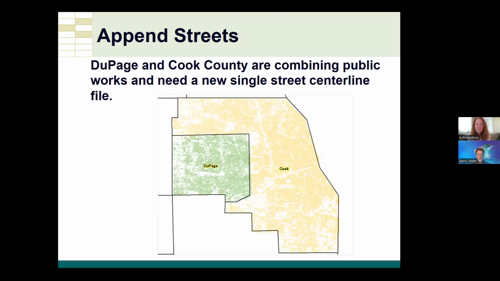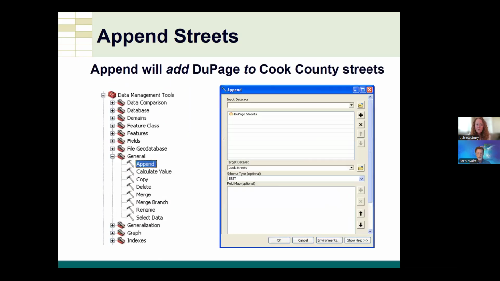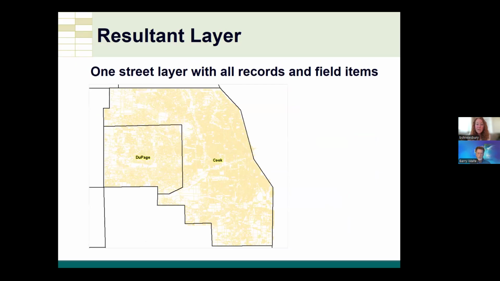And here's a good example. We've got street center lines for two different counties in two different data sets. So you do an append, and now you have one layer that's got all the streets. Sure, you could use them in two different layers and symbolize them so they look the same, so they look like they're all one. But this way, now they really are all in one.